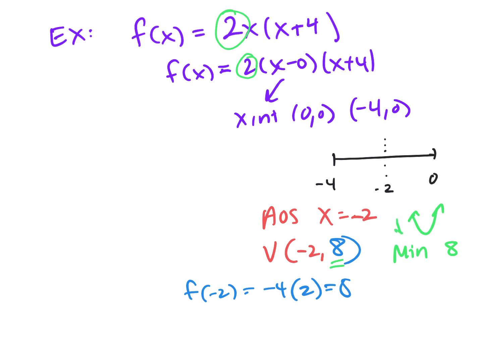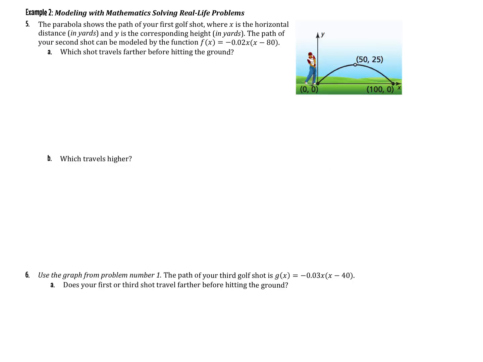Next, we can see that it is decreasing to the left of the vertex, so it's decreasing from -infinity until we get to the vertex, which is -2, and it's increasing from -2 as we go on forever to infinity. So I just wanted to stop and take a quick look at how we could analyze this function even without graphing it. So now let's look at a real-life problem and see how it benefits us to have this equation in intercept form. So we are going to be looking at some golf shots here.